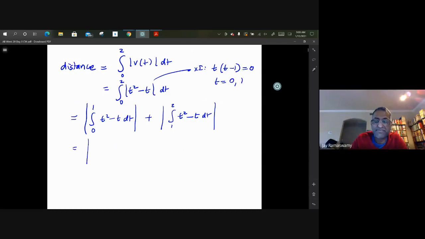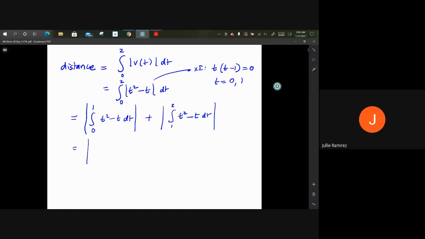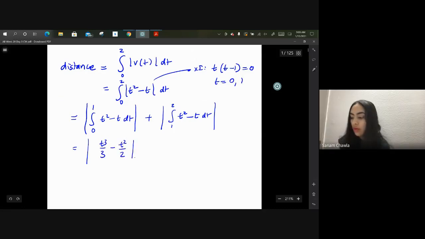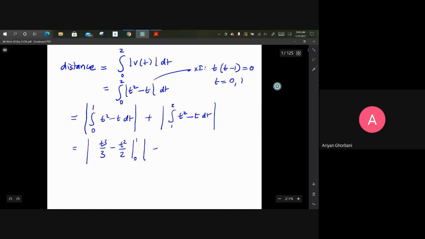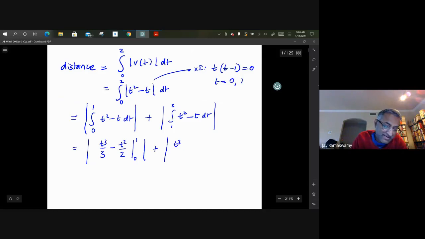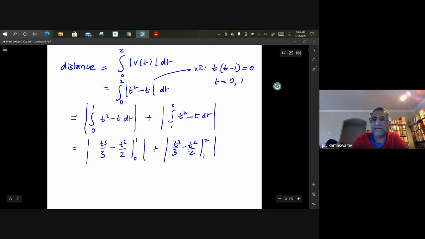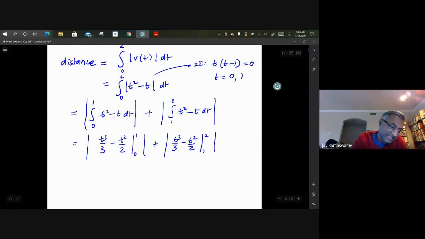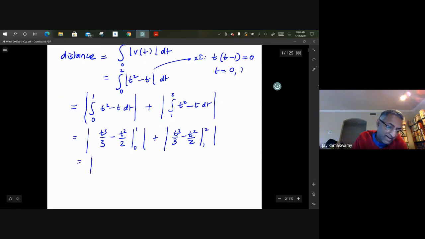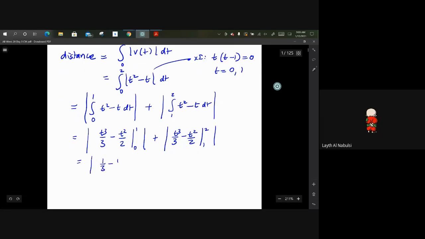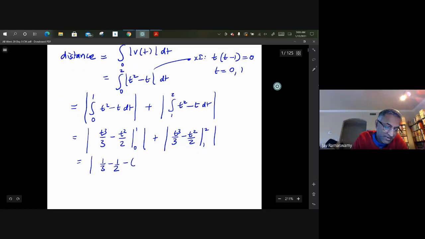Begin by writing the absolute value. The integral of t squared minus t is t cubed over 3 minus t squared over 2, evaluated from 0 to 1, plus the absolute value of the integral that is exactly the same, from 1 to 2. Let's just go ahead and do it. Is that 1/3 minus 1/2, minus 0? Yes.